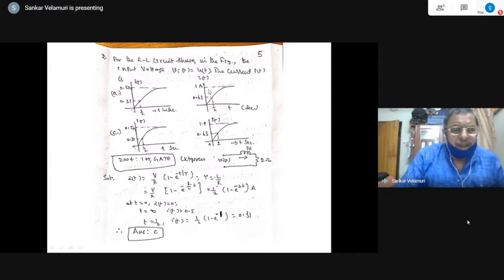Based on that, under steady state condition, it reaches the corresponding steady state value, either this value or this value, doesn't matter. The characteristic curves are the same. It is a simple RL series circuit only. The circuit is given here: 1 Henry and 2 ohms. So now, what is the steady state value?